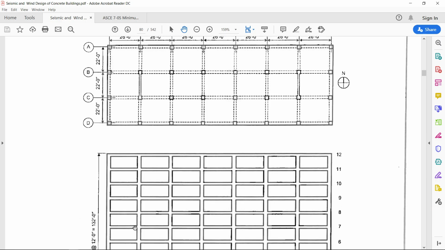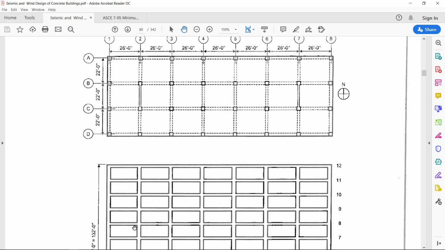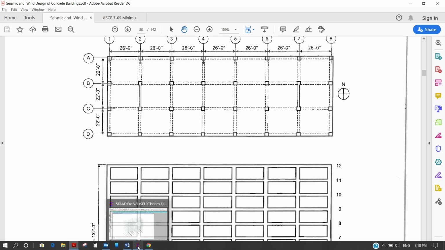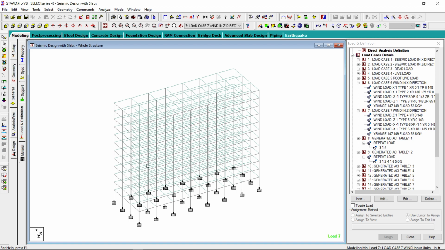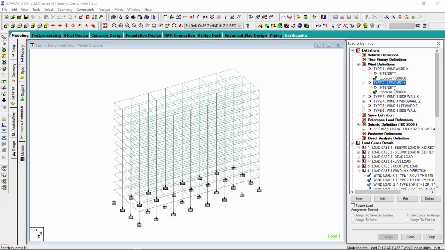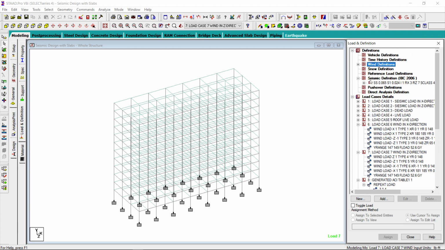In my first video, I modeled this and I generated the seismic load by STAAD's seismic load generator. Let me show you. So here was the model and I used the STAAD seismic load generator, and I used all these parameters to define the parameters over here, and seismic load was generated. And I checked and found that the seismic load generated by STAAD is in line with the seismic load calculated by the book.